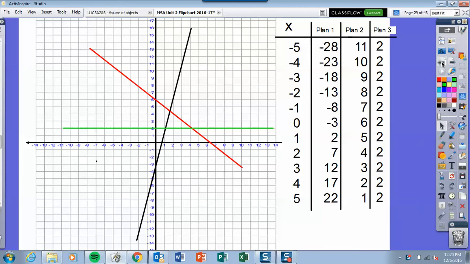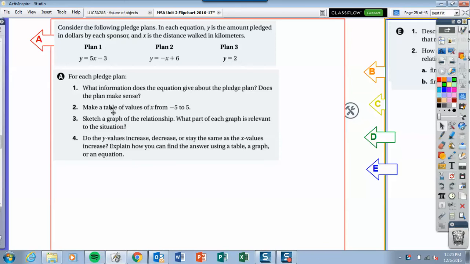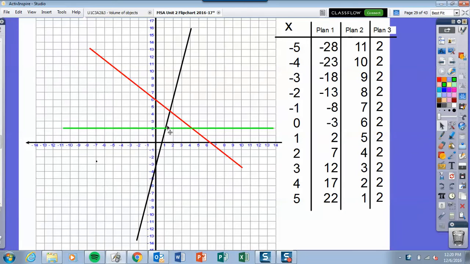If we look back at what it's asking me to do, make a table, it should look like mine. Your graph should look like these graphs here. Now your scale will hopefully go up to 22 and all the way down to -28. So yours will be a little bit different than mine.